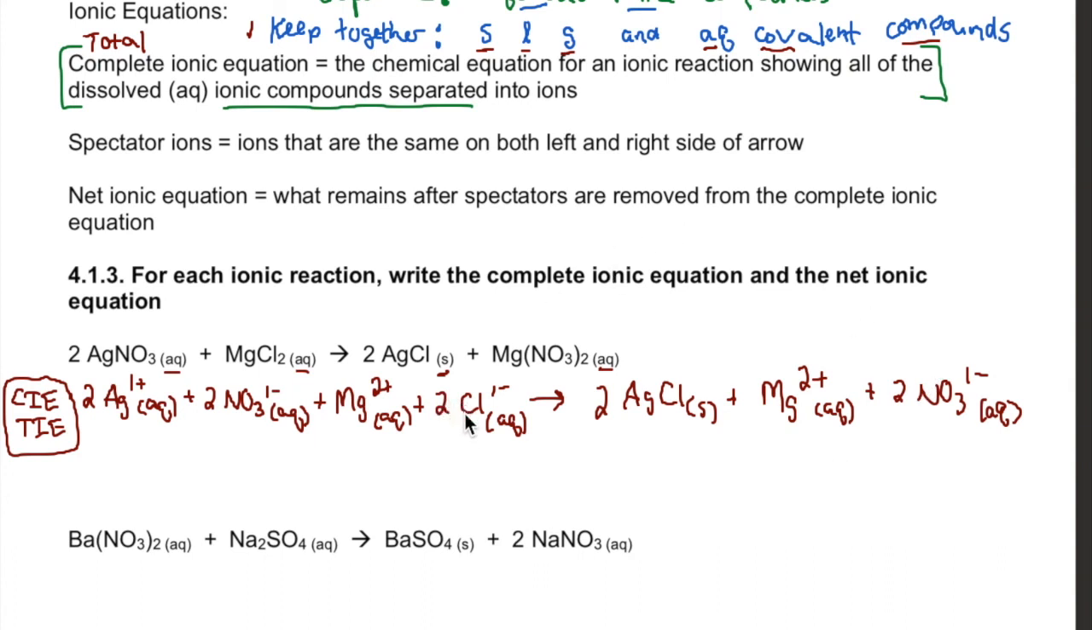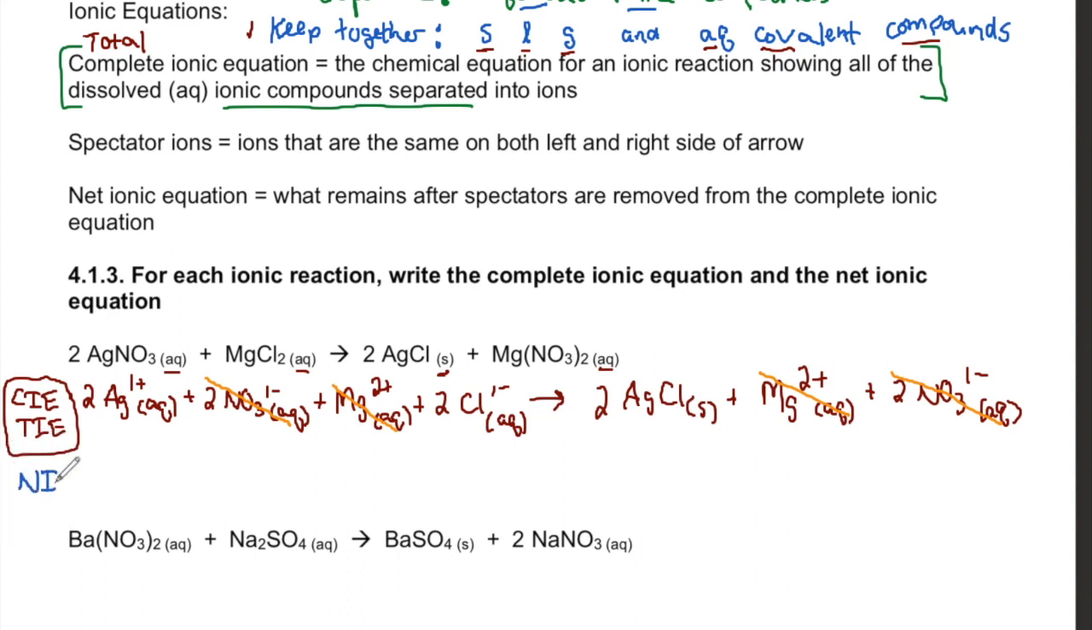The next step is to decide which ions are spectator ions. They're just hanging around watching. They're not doing anything. So silver is doing something because it is different on the left than it is on the right. It is undergoing a change. It is not a spectator. Nitrate is not undergoing a change. It's the same on the left and on the right. It's just watching. So we're going to eliminate that. That's a spectator. Magnesium is also a spectator, the same on the left and on the right. Chloride is doing something. It's changing.